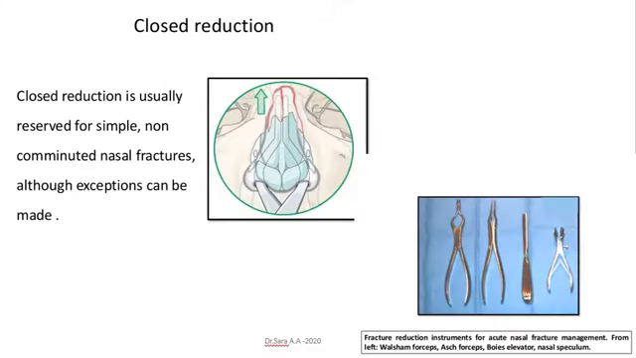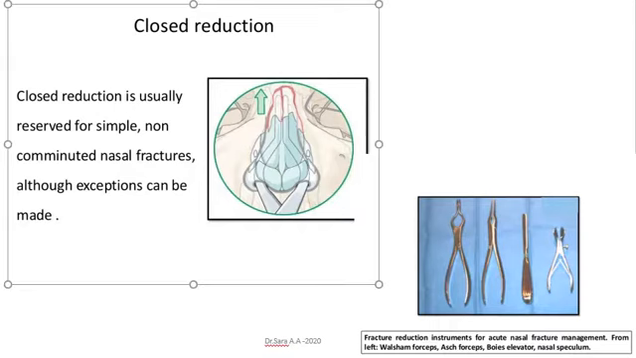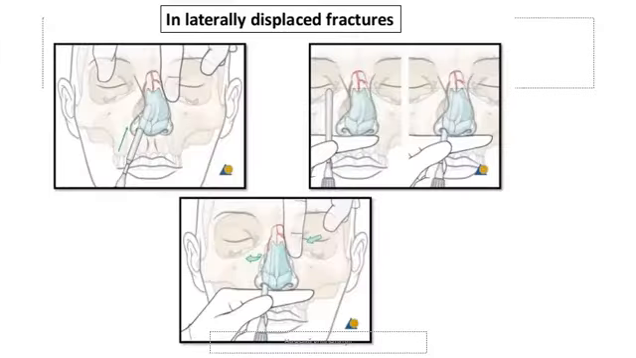For example, in this slide we can see the closed reduction. Closed reduction is usually reserved for simple non-comminuted nasal fractures. Exceptions can also be made, and this is the fracture reduction instrument for acute nasal fracture management. In laterally displaced fractures, we use this method.